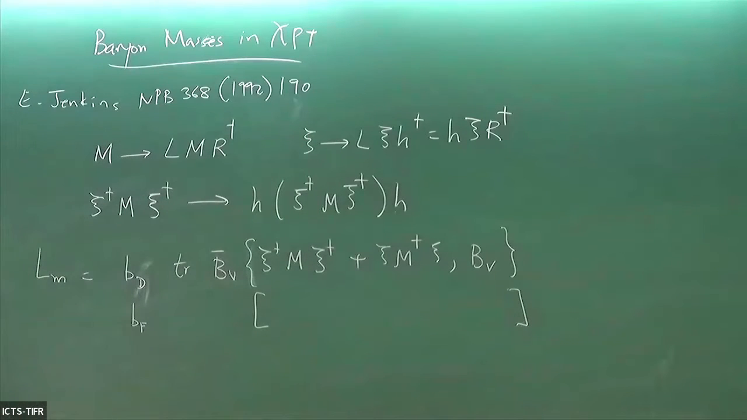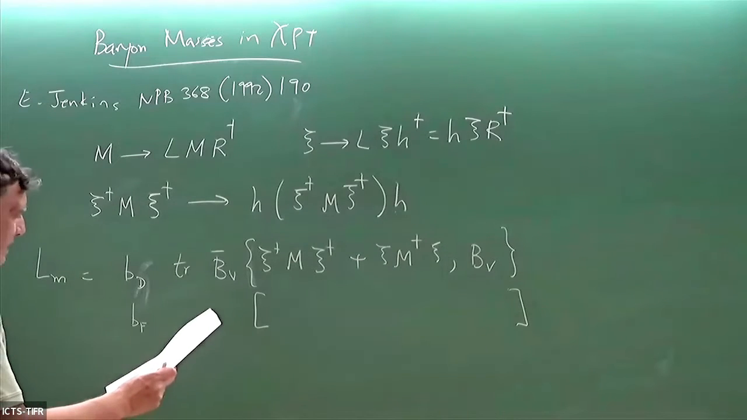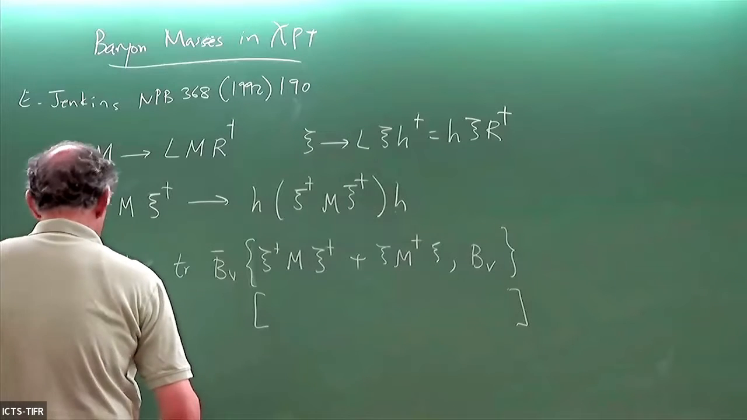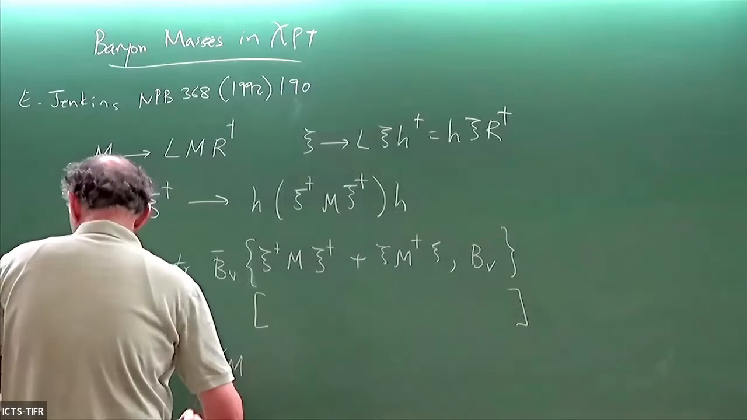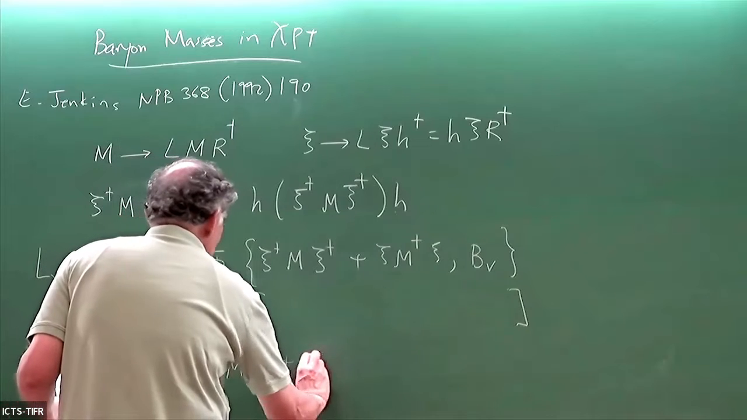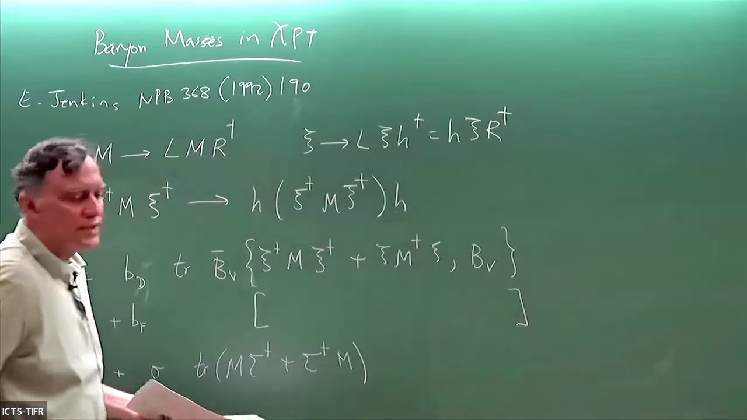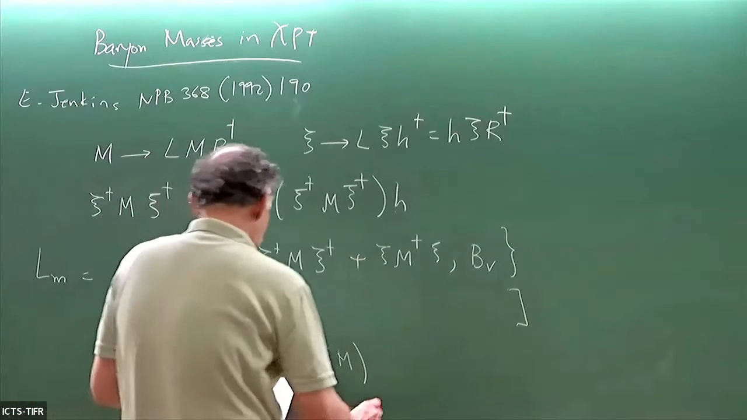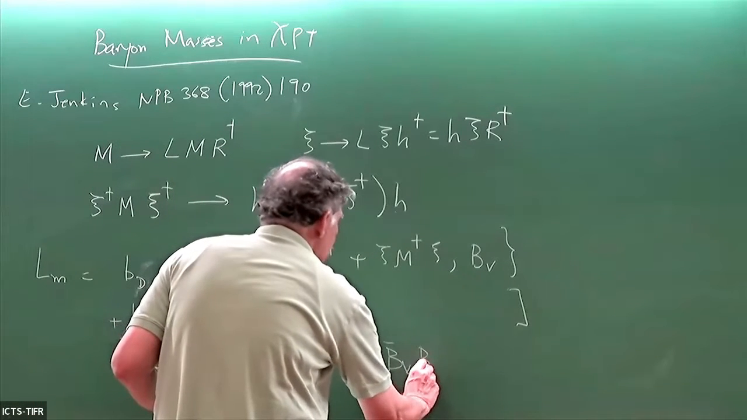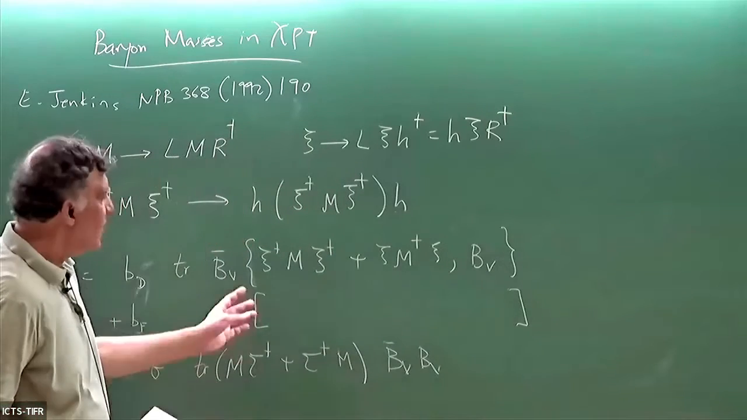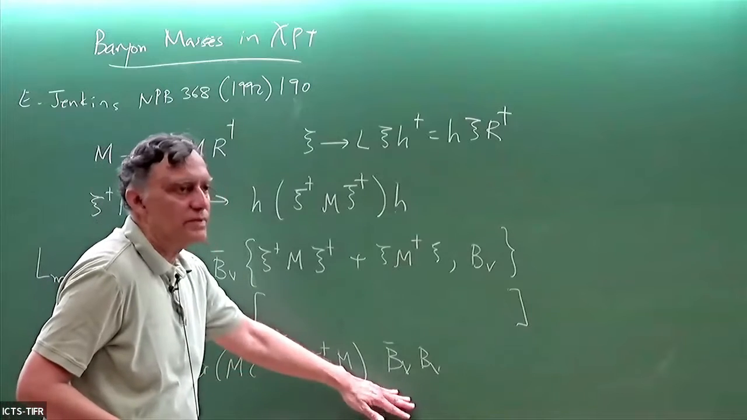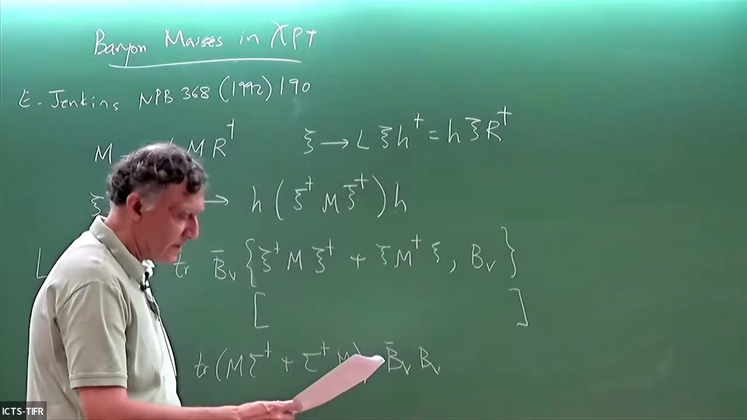So just like for the axial current, because there are two invariants between three octets. And now there's another term, which is the so-called sigma term, which is the trace of M Sigma dagger plus Sigma dagger M. So this is the same as the mass term we had in the meson sector, but multiplied by an extra B bar_v B_v. So this is like the one baryon version of the mass term. For pure pions, this term doesn't contribute because there are no baryons, but in the baryon sector, you get a contribution.